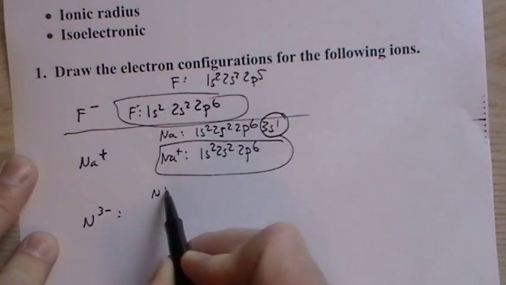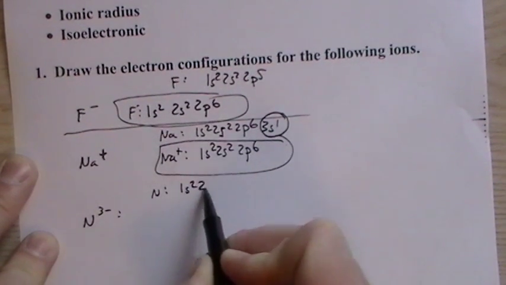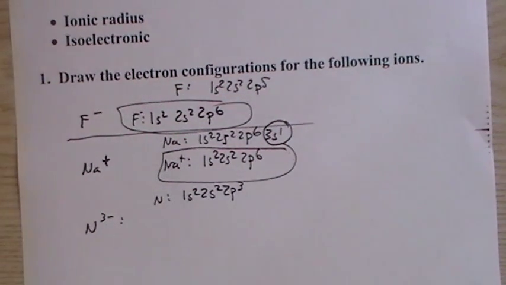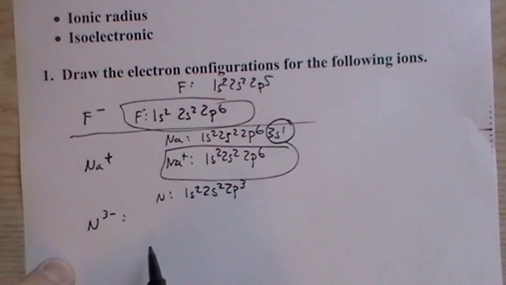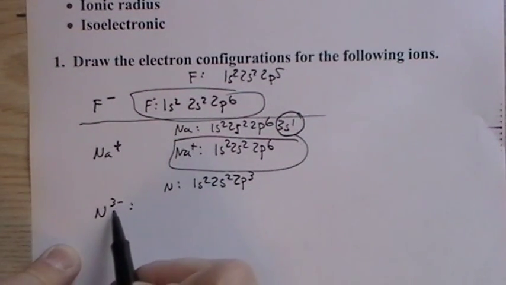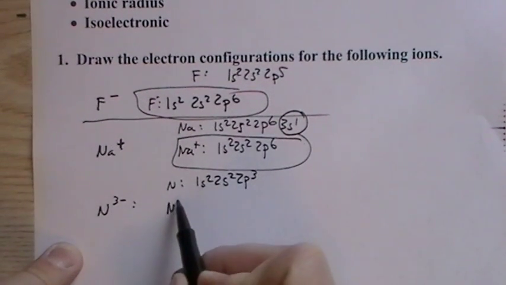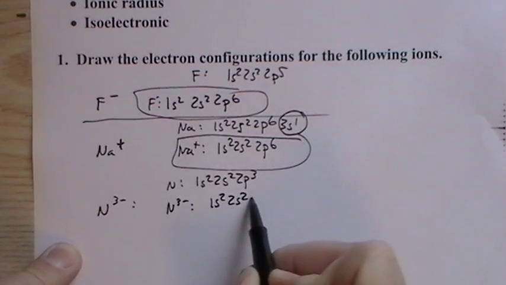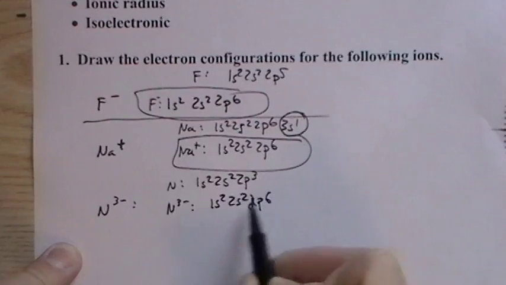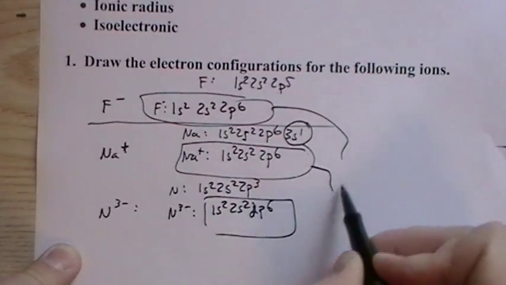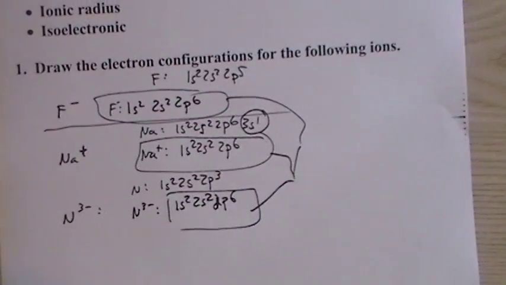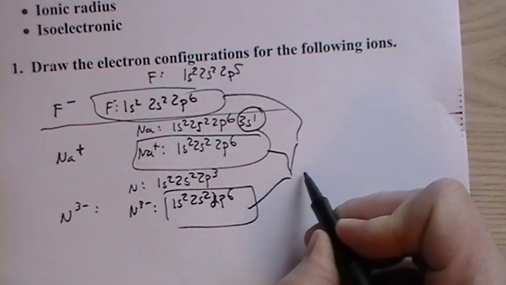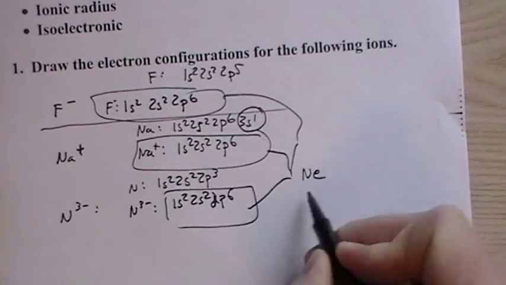Nitrogen, start with, you should just do this out in this form. And then nitride, we're adding 3 electrons, so the nitride ion would be 1s2, 2s2, 2p6. So all of these have the same electron configuration, and it's the configuration of neon.